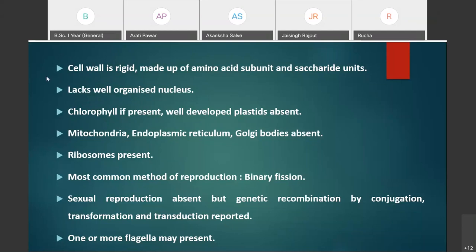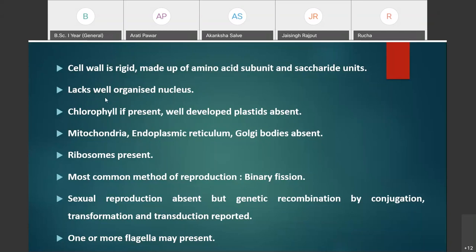Okay, but in the prokaryotic cell of bacteria, such structures are completely absent. That means the nuclear membrane is not present, nuclear pores are absent, and the nucleolus is absent. That's why we say bacteria are a typical prokaryotic cell which lacks a well-organized nucleus.